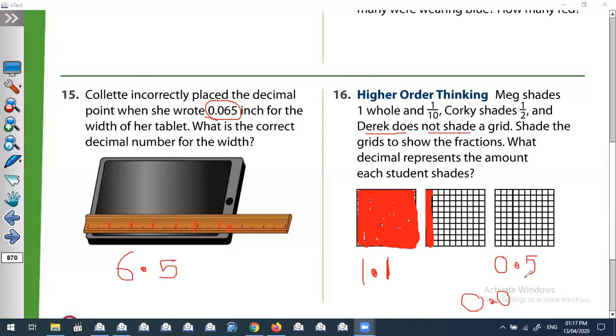0.5, half. You have to shade 5 columns from this. 1, 2, 3, 4, and 5. You have to shade 5 columns.